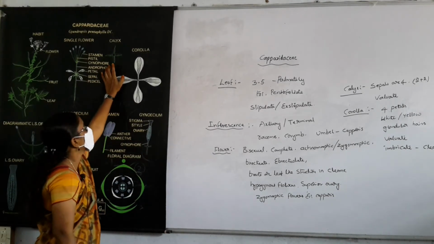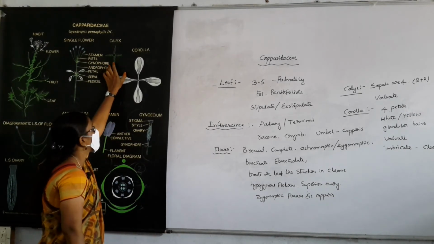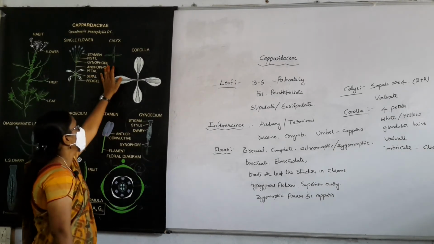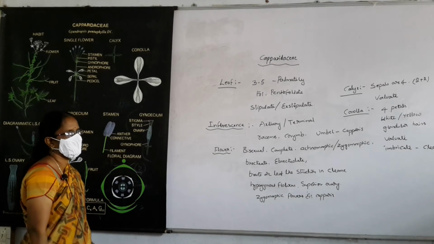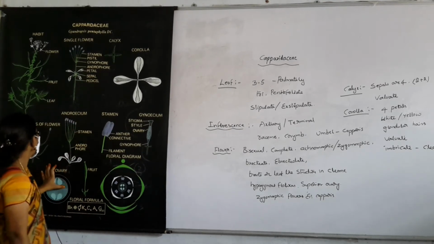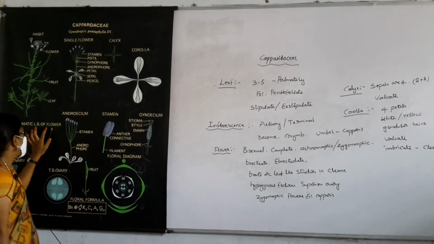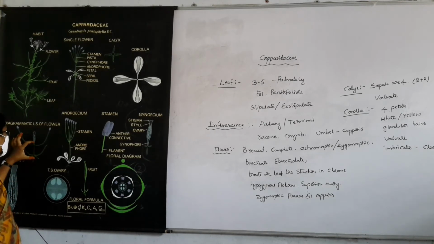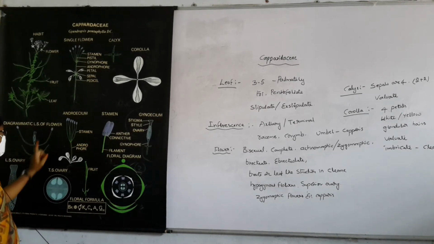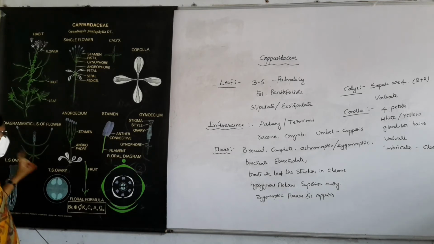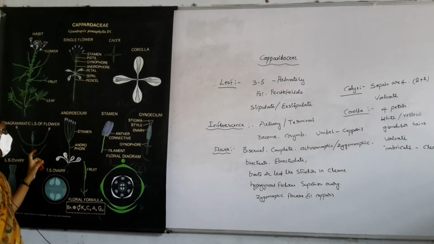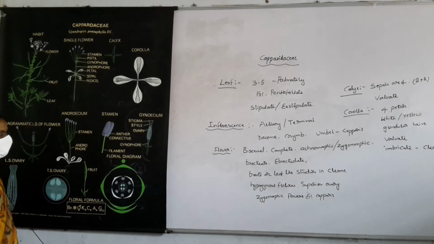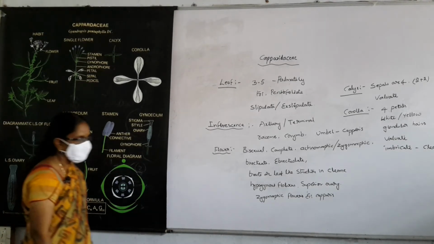This is the calyx and corolla, and these are the sepals and petals. The calyx consists of 4 sepals and the corolla consists of 4 petals. Green color and white color. And this is the diagram of the LS of flower. In the LS of flower, this is the calyx, corolla, stamens and ovary. And next we will see the androecium.